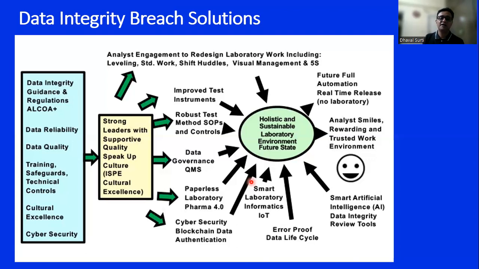Stop and ask. Then again, improve test instruments, robust test methods and SOPs, robust data governance, and whenever possible, a digital laboratory, then cyber security, blockchain, so it's properly secured. Then smart laboratories and error proofing the data life cycle. These steps can help us achieve a system where there are no data integrity breaches and people will be happily working within the company.